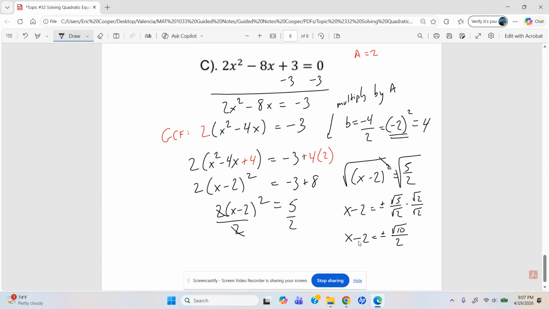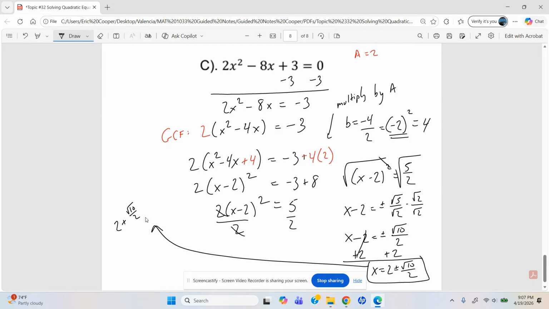I need to get x by itself. It says negative 2 here, so I'm going to add 2 to the other side. And I have x equals 2 plus or minus square root of 10 over 2. And again, we'll leave that as our final answer. Again, remember this represents 2 solutions. We have 2 plus square root of 10 over 2 as one solution, and we have 2 minus square root of 10 over 2 as the other solution.